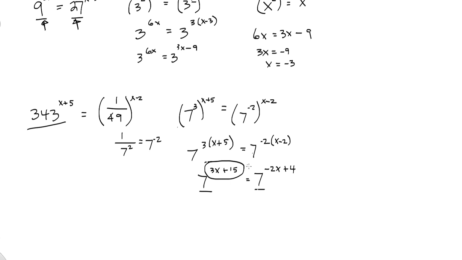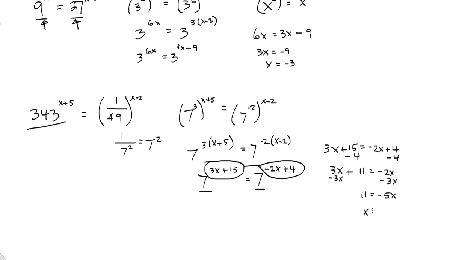Same base, 7. That means we can take these two exponents and set them equal to each other. 3x plus 15 equals negative 2x plus 4. Oh, what are we going to do here? How about subtract 4 from each side? So we get 3x plus 11 equals negative 2x. Subtract 3x from both sides. We get 11 equals negative 5x. So x equals negative 11 fifths. Divide by negative 5 on both sides. All right?